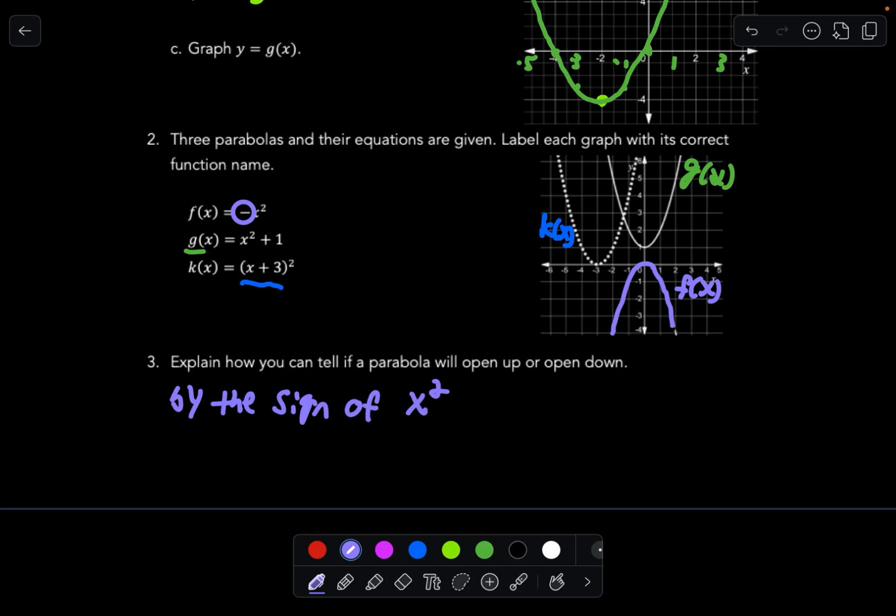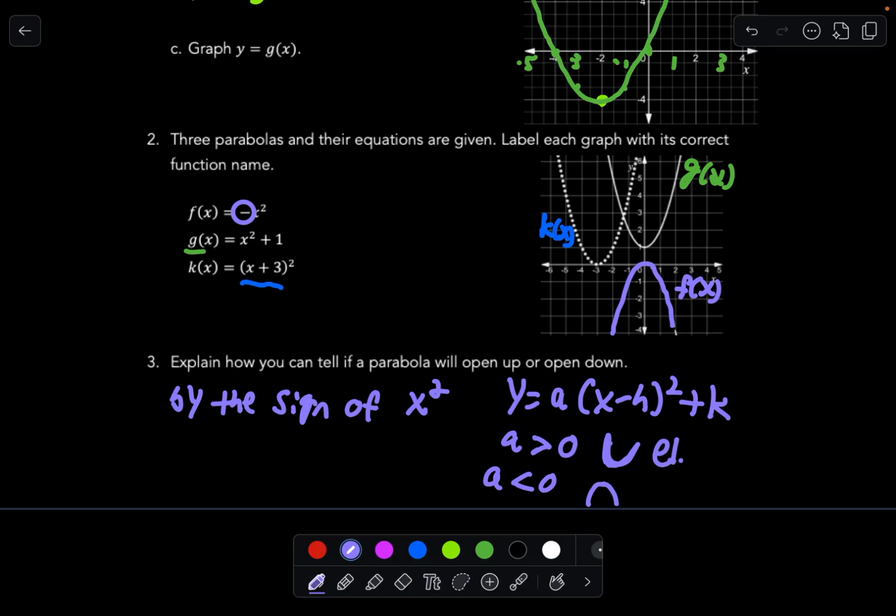Okay. If we have y equals a, x minus h squared plus k, if a is greater than 0, it's a happy graph. It's positive. Okay? If a is less than 0, which means it's negative, it's a sad and depressed graph. So I usually refer to this as Elmo for being happy and emo for being sad. But it's the sign of A. Doesn't matter how it's written.